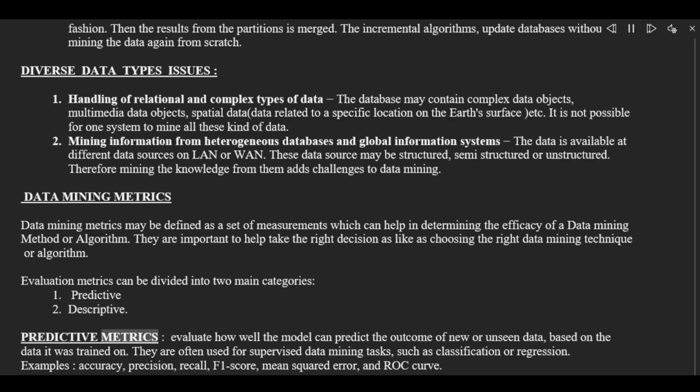Predictive metrics evaluate how well the model can predict the outcome of new or unseen data, based on the data it was trained on. They are often used for supervised data mining tasks, such as classification or regression. Examples: accuracy, precision, recall, F1 score, mean squared error, and ROC curve.